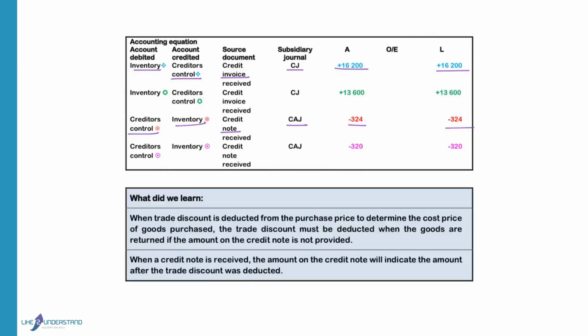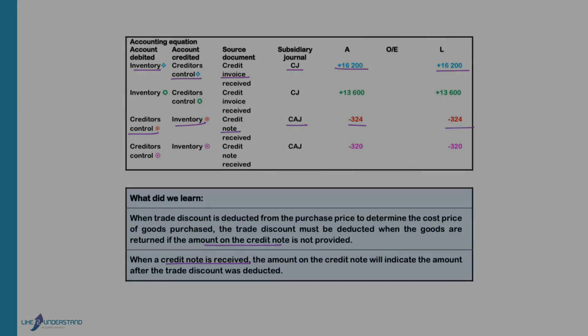When trade discount is deducted from the purchase price to determine the cost price of goods purchased, the trade discount must be deducted when the goods are returned if the amount on the credit note is not provided and they just give you the information of the value of the goods that was returned. When a credit note is received, the amount on the credit note will indicate the amount that they will reduce your account with. That means they've already taken the trade discount into account.